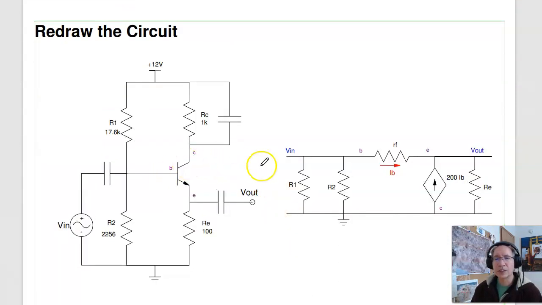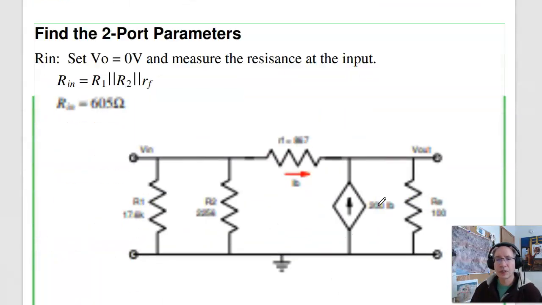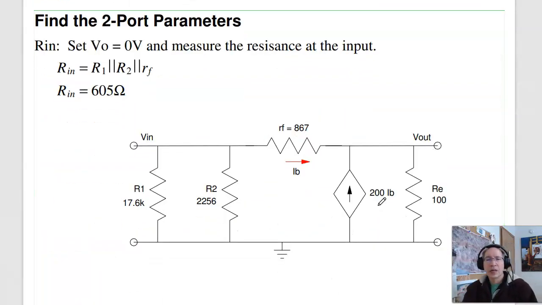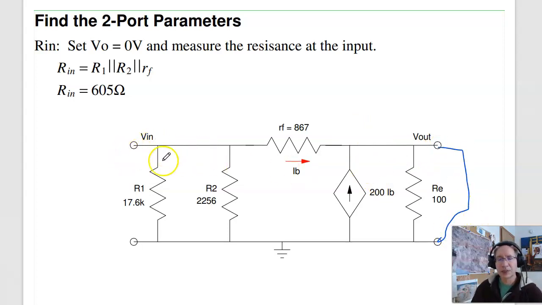So again, the first step you do is redraw the circuit, get your small signal model. Now, find the two-port model. Let's start with Rn. To find Rn, I'll set the output to 0, find the impedance looking in, and what I see is R1 to ground, R2 to ground, and RF to ground. So the input impedance is just R1 in parallel with R2 in parallel with RF. Plugging in numbers, Rn is 605 ohms.